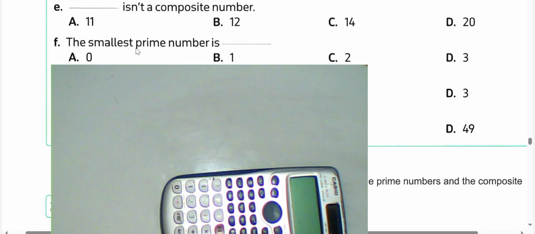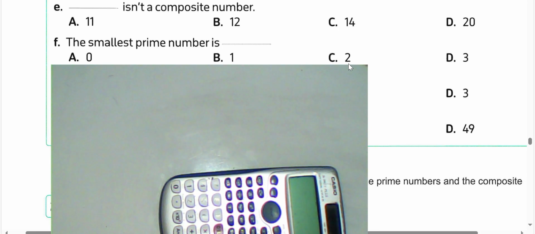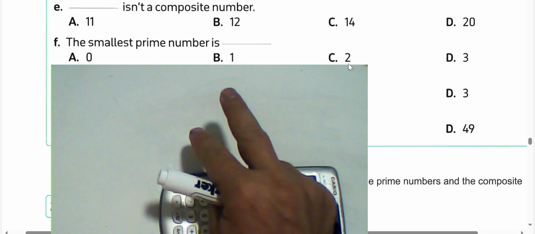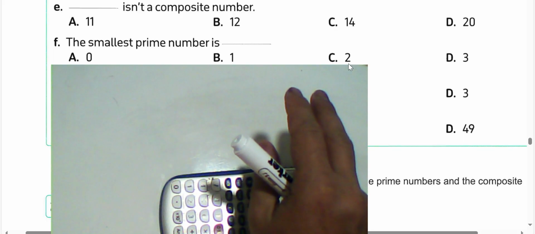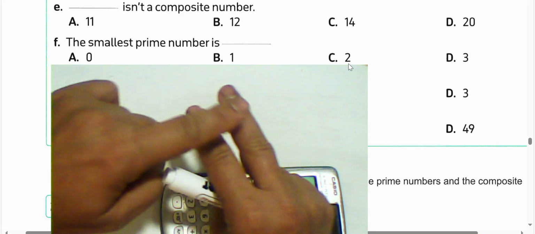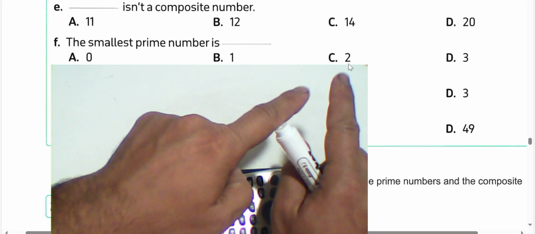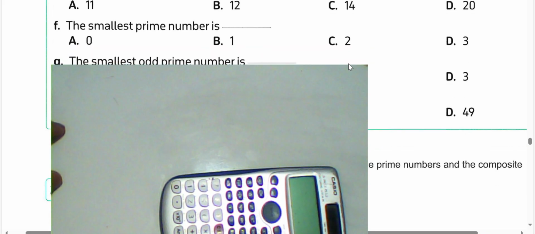Next question. The smallest prime number is 2. 2 is even. 2 here is the only even prime number, because 2 can be divided by itself and 1 only. We know 1 is not a prime number because 1 can be divided by itself only, but 2 can be divided by itself and 1. 2 has 2 factors. So 2 is a prime number, the smallest prime number.